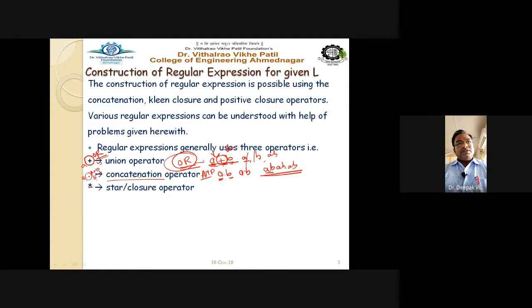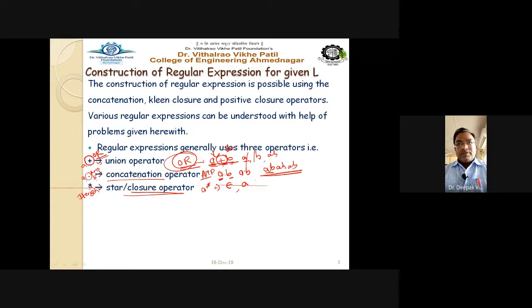The star operator is nothing but the closure property, or the closure operator, which means iteration. We have already seen the meaning of iteration. For example, A raised to star means there are zero or more occurrences. Zero occurrences of A is epsilon. One occurrence is A.